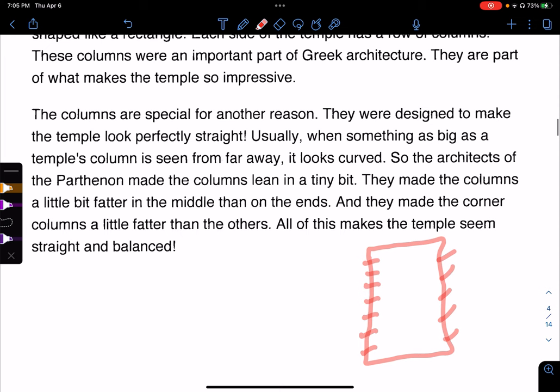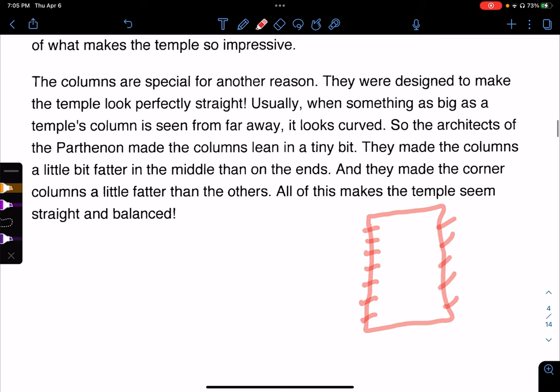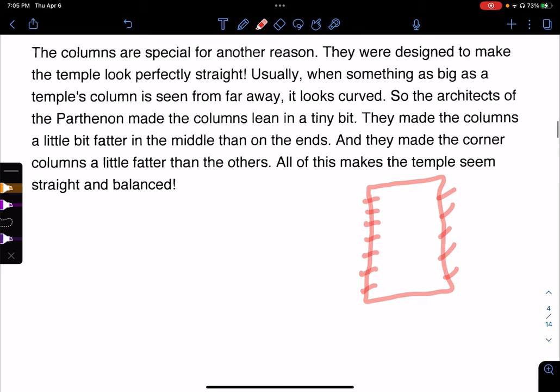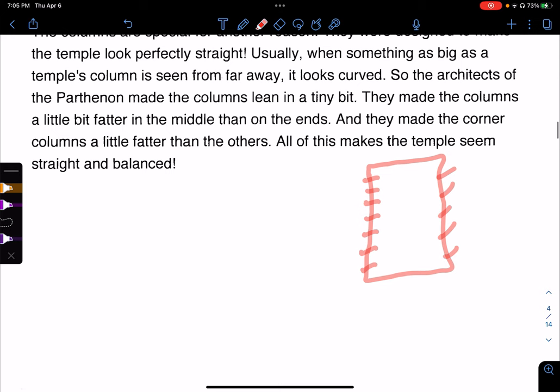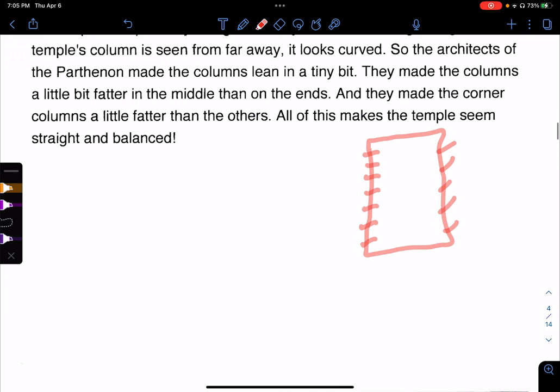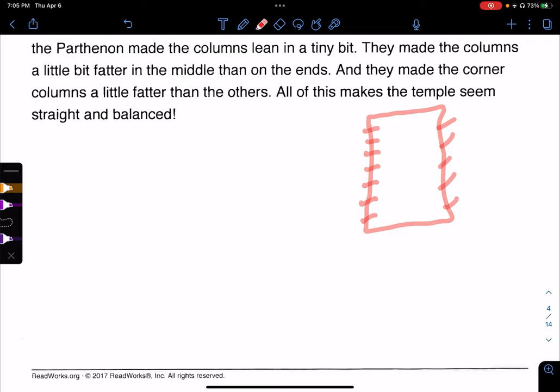The columns are special for another reason. They were designed to make the temple look perfectly straight. Usually, when something is as big as a temple's column, it is seen from far away. It looks curved. So the architects of the Parthenon made the columns lean a tiny bit. They made the columns a little bit fatter in the middle than on the ends. And they made the corner columns a little fatter than the others. All this makes the temple seem straight and balanced.